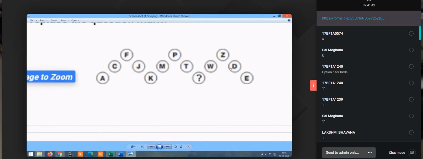So if you look at this, A plus 10 is 11, which is K. K plus 10 is 21, which is U. So 21U is the correct answer.